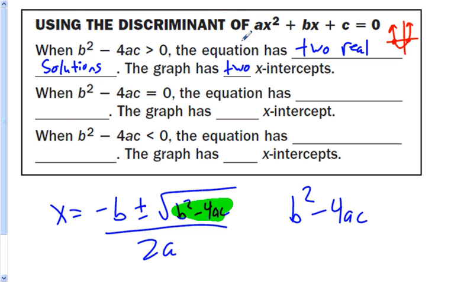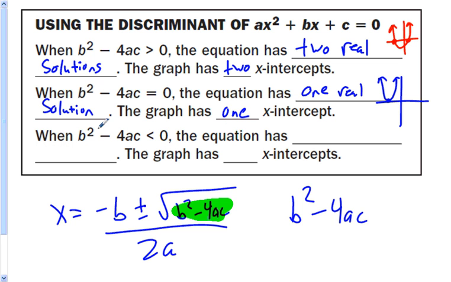You could calculate the discriminant, b squared minus 4ac, and get a number that's equal to 0. If that happens, the equation has one real solution, which means that the graph has one x-intercept. So it might look like this, where it just goes down and touches the x-axis and bounces right back up. This would be an example of a graph that has one real solution.